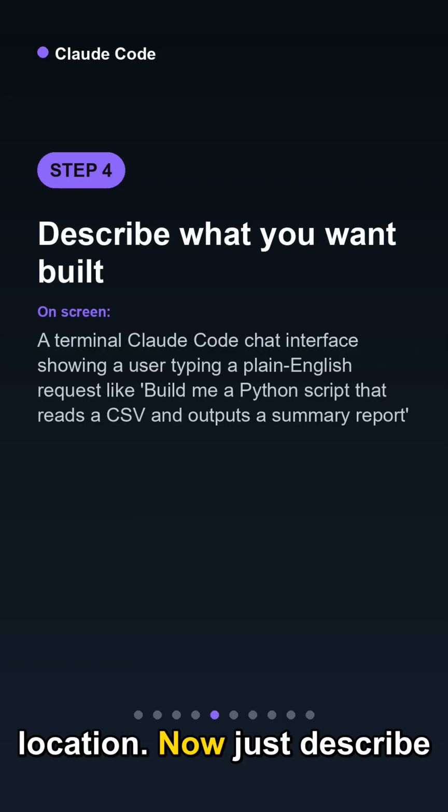Now just describe what you need in plain English, as if you were briefing a developer. For example, build me a Python script that reads a CSV file and outputs a formatted summary report. The more specific you are about inputs, outputs, and edge cases, the better the result you will get.